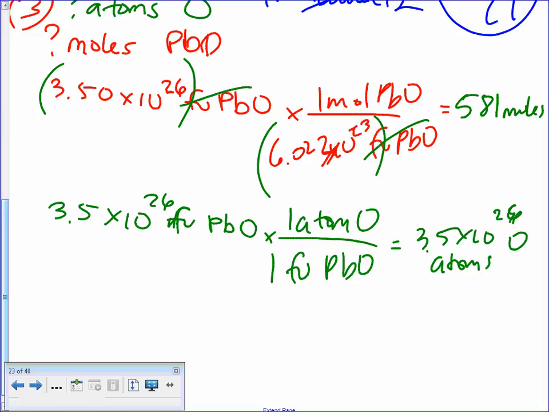So the formula unit part, I think some people are like, what the heck is that? It's just a subunit of an ionic compound. It's like a molecule, like a particle, like an atom, but it's just called formula unit, because it's a specific term for an ionic compound.